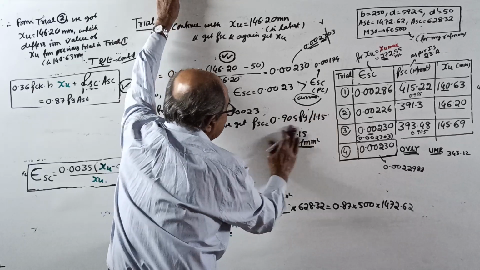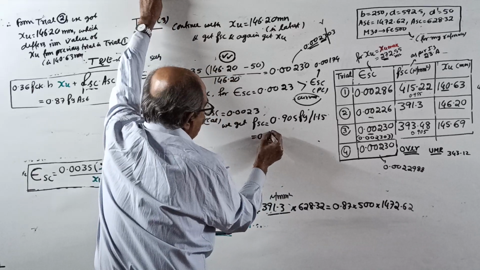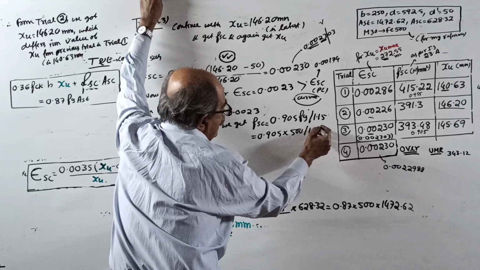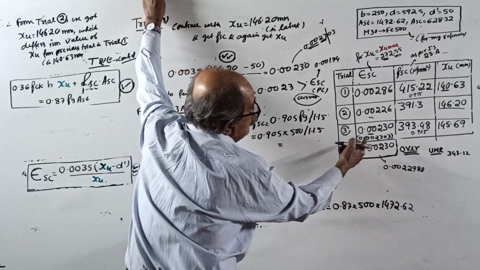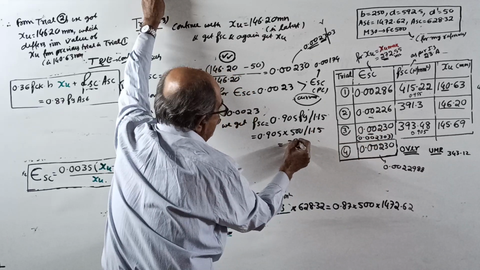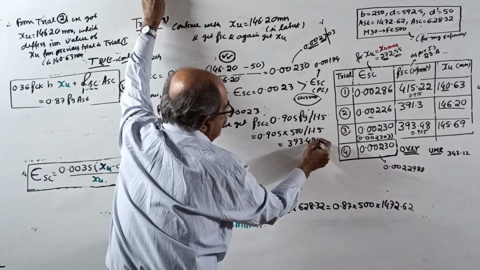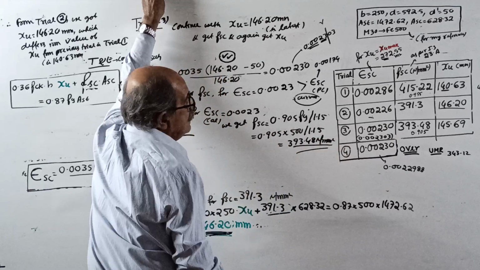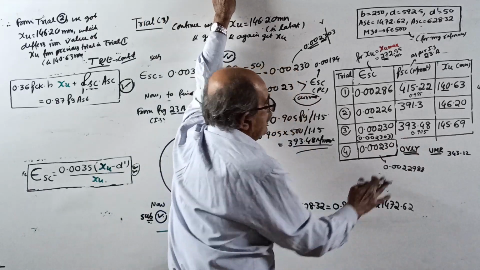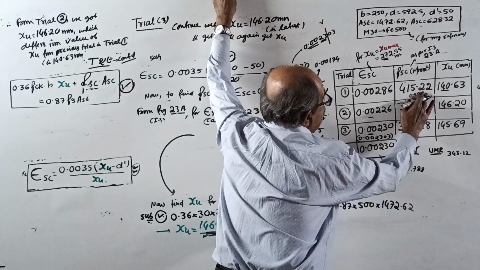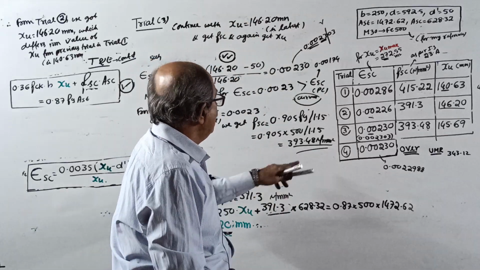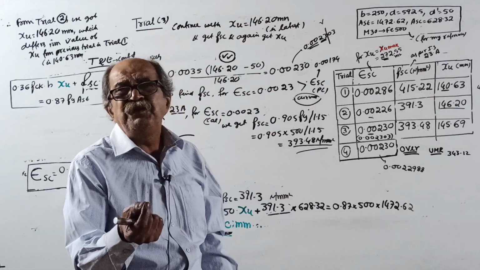You have to check it. Equal to 0.905 into 500 by 1.15 equal to 393.48 Newton per mm square. Okay, make a note. This is my personal number. If you refer SP16, you will get 393, so a 0.4 error will come.